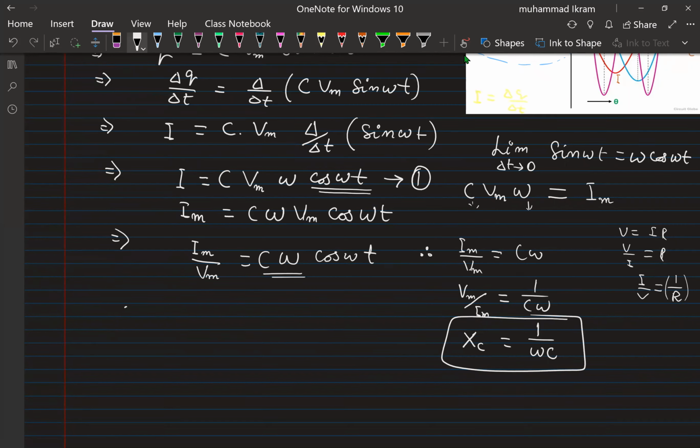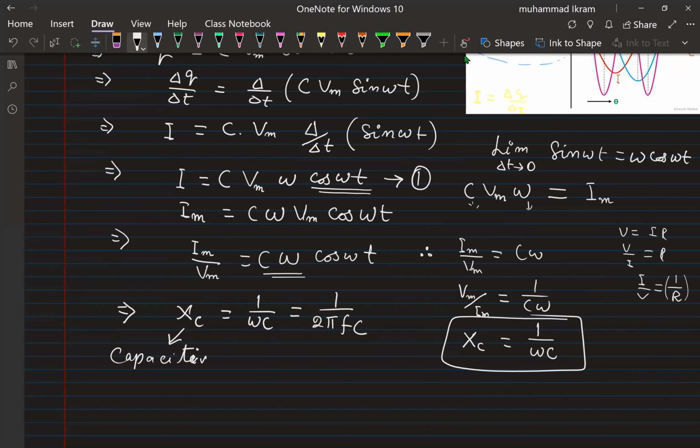So we can write that the capacitive reactance Xc is equal to 1 over omega C, or we can write 1 over 2 pi F into C.